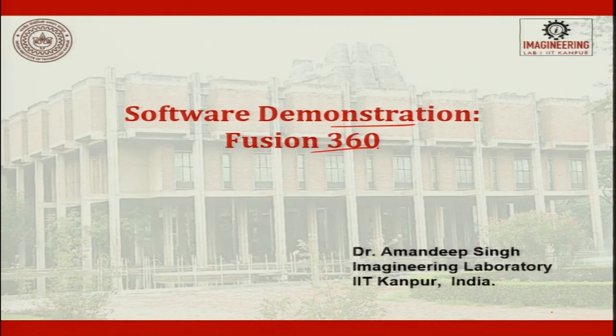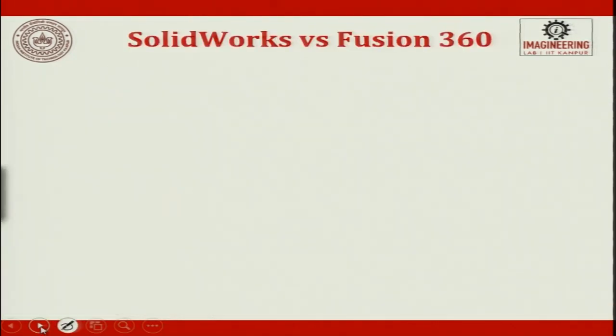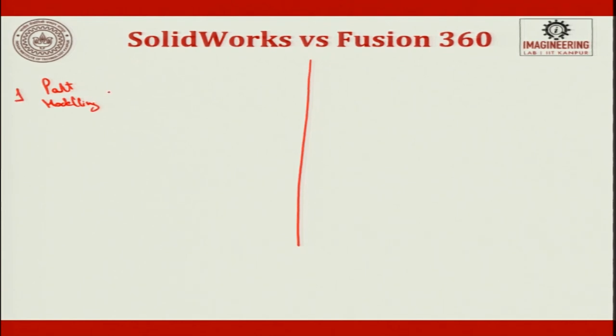So this is a software demonstration on Fusion 360. I will come back with the differences between SolidWorks and Fusion 360 first. What are the differences? I will divide it into 2-3 categories. First is part modeling. In category 1, part modeling, SolidWorks is actually assembly driven software, and Fusion 360 is more known as a multi-component part system.